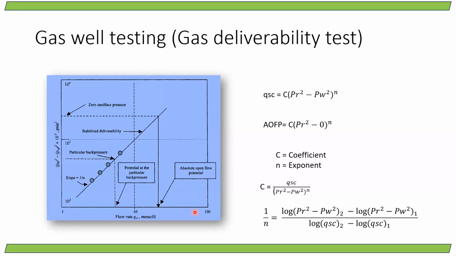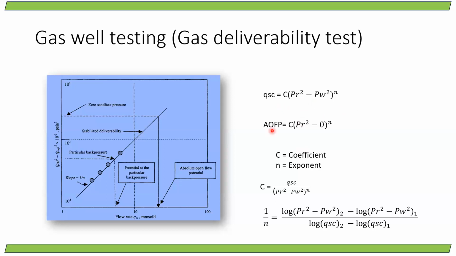So let us try to estimate. We are converting that data into a linear plot so that we are able to estimate the value of AOFP easily. So that one is Qsc, which represents flow rate of gas at standard condition, is equal to C, and both are constants that we are supposed to estimate. PR represents reservoir pressure, PW represents wellbore pressure.